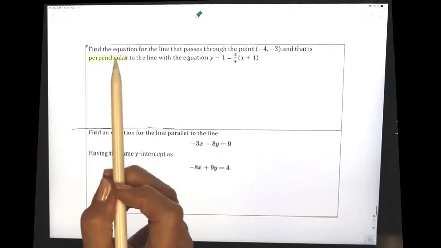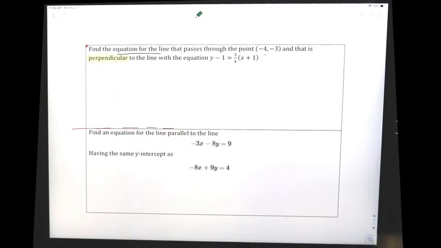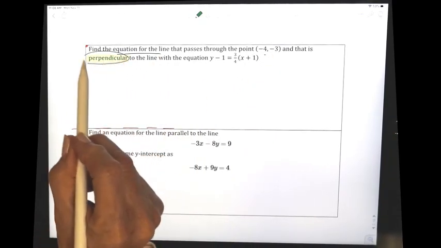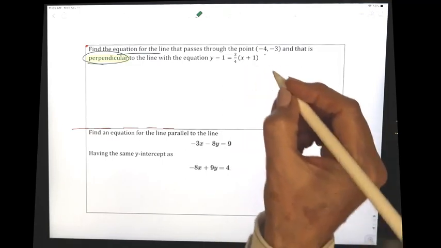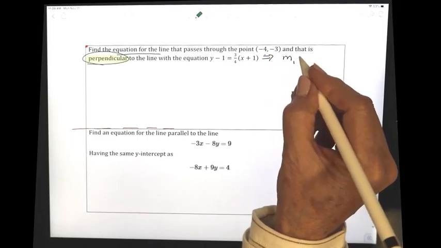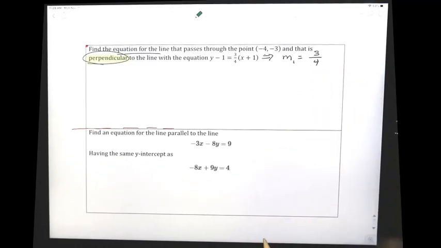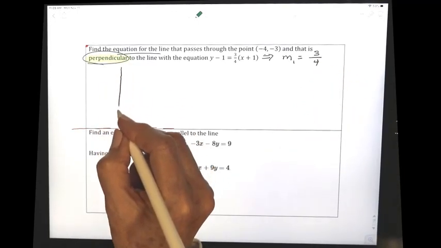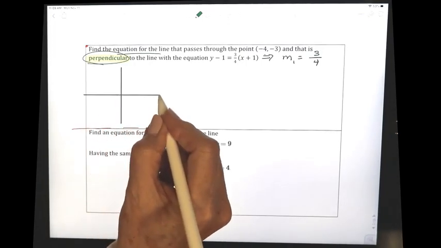This last one, we're going to find the equation for the line that passes through the point (4, -3) and is perpendicular to, so that's an important word there, the line with this equation, y minus 1 equals 3/4 times (x plus 1). So let me take this equation, and I want to show you that the slope of this first line is equal to 3/4.